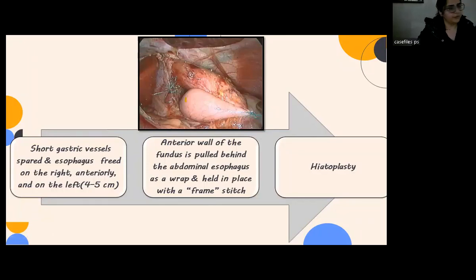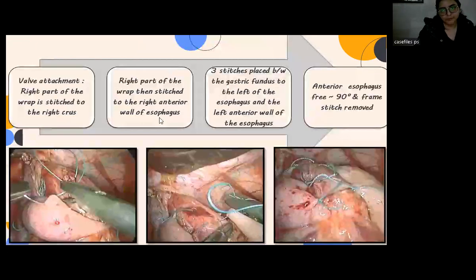After this, we proceed with hiatoplasty, that is closure of the diaphragmatic hiatus, approximation of the crura. After this, we proceed with the valve attachment, in which the right part of the wrap is stitched to the right crus initially. The next suture is then taken such that the right part of the wrap is stitched to the right anterior wall of the esophagus. The first stitch was between the lower esophagus and the crus. The second stitch is between this wrap and the lower esophagus. Now, 3 stitches are placed between the gastric fundus and the esophagus. This was done on the right side.